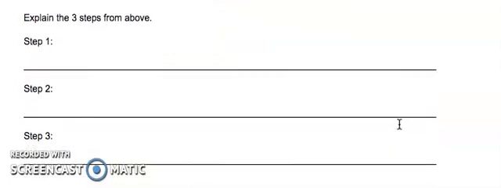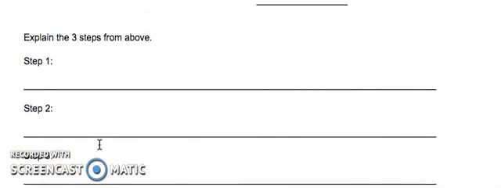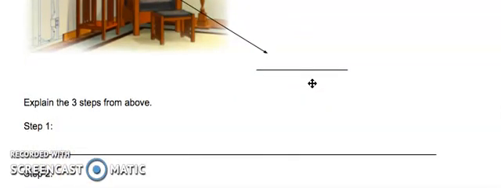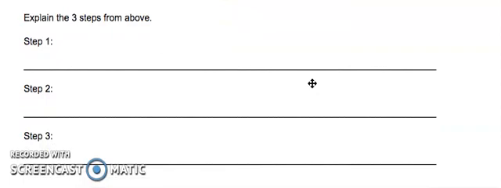And then you're going to explain what are the 3 steps. So what is happening in step number 1? What is happening in step number 2? What is happening in step number 3? So again, whatever you put for step number 1, okay, what is happening, right? You can use your vocab or your notes, okay? Once you're finished, students, you're going to turn it into your science teacher for a grade. If you have any questions, ask your teacher. Good luck, students.